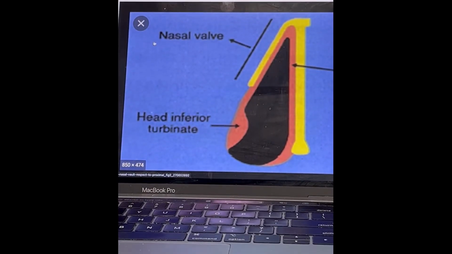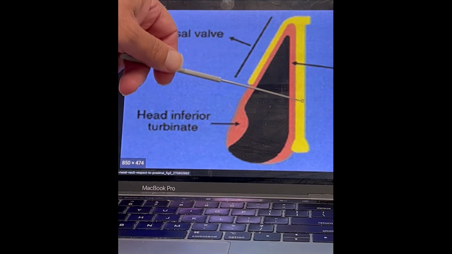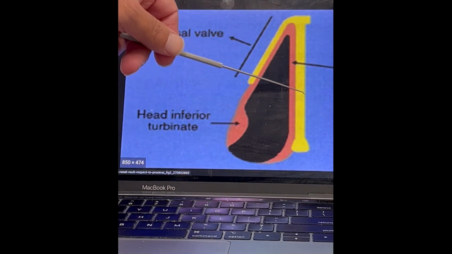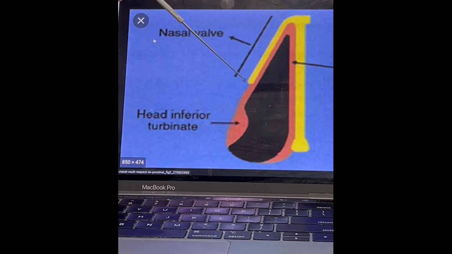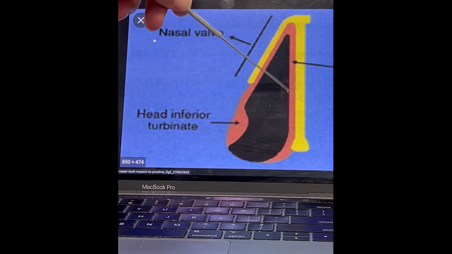Okay, so now we're inside the nose. This is the nasal septum, which is the wall that separates the right and left sides. This is the upper lateral cartilage. This is the lower turbinate. And this angle in here is the nasal valve.